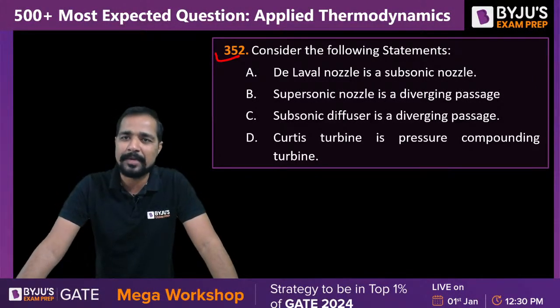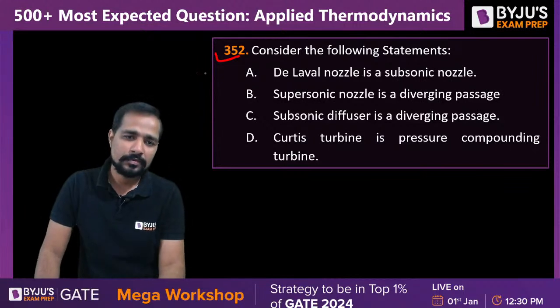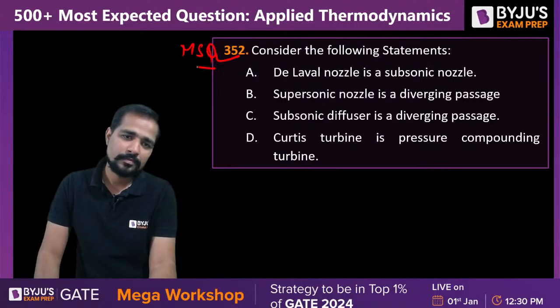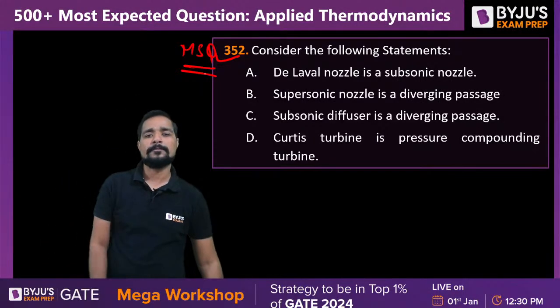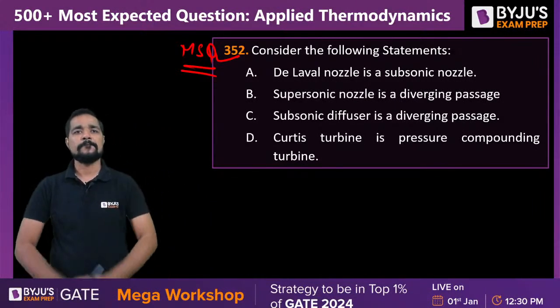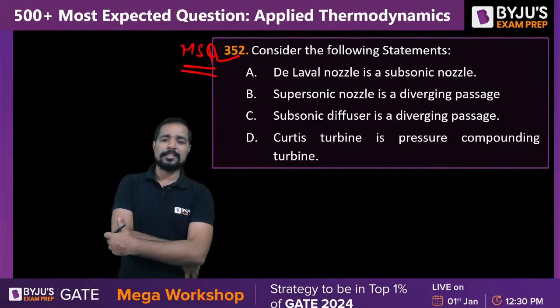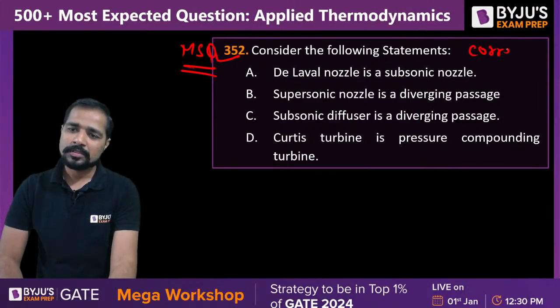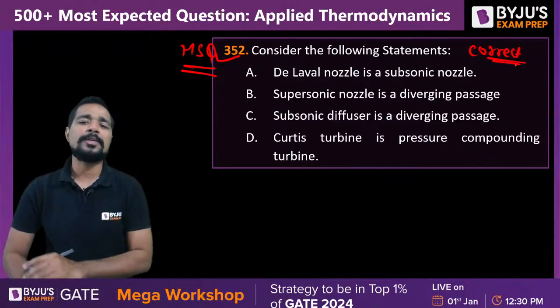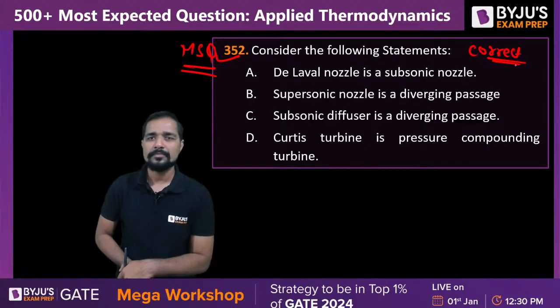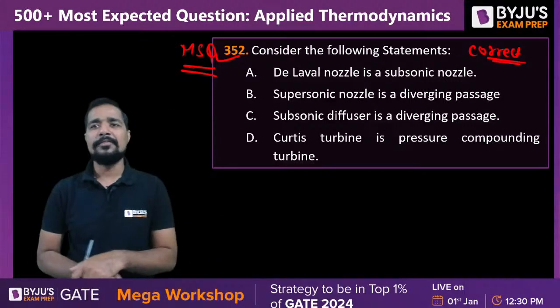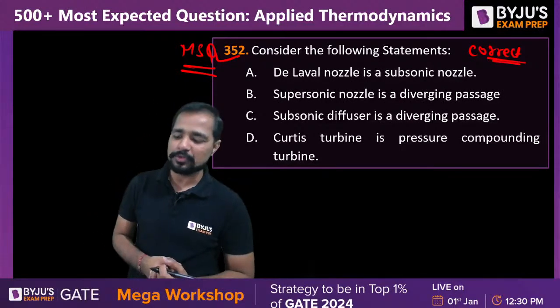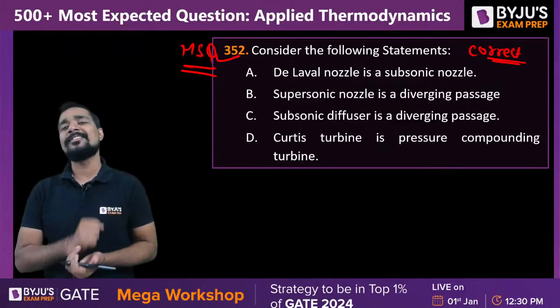MSQ question is there, my dear. It's not an MCQ. Consider the following statements. Select the correct answer. Select the correct one, my dear. A is the answer. Very good. C is the answer according to Deepak. Maybe the correct answer, my dear. Anyone else?